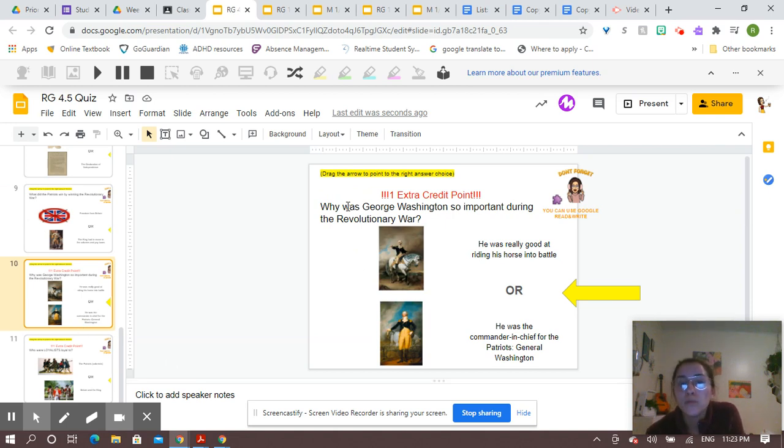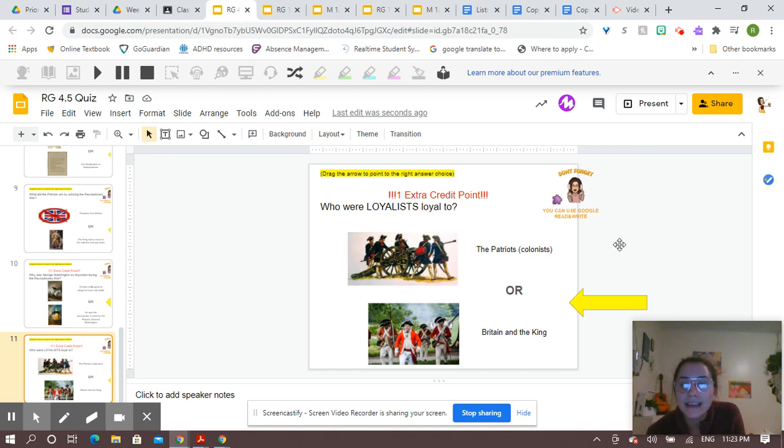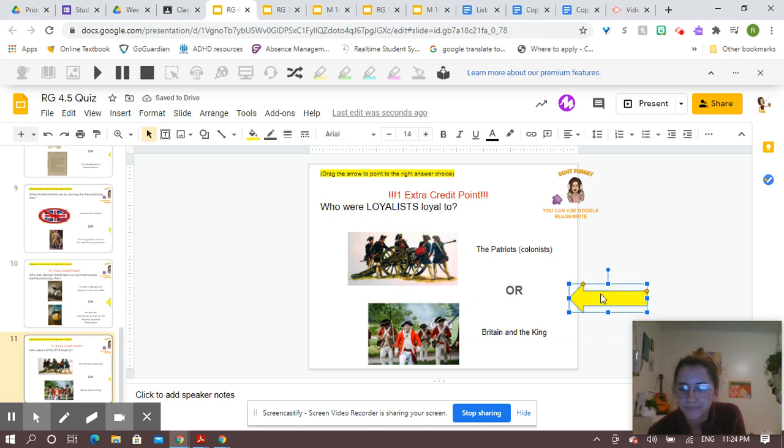Okay, so one asks, why was George Washington so important during the Revolutionary War? Again, even though it's an extra credit point, you will still be answering by dragging your arrow to what you think the correct answer is. This is the exact same idea for this question that says, who were loyalists loyal to? And you will drag your arrow either to match the Patriots or Britain and the King.